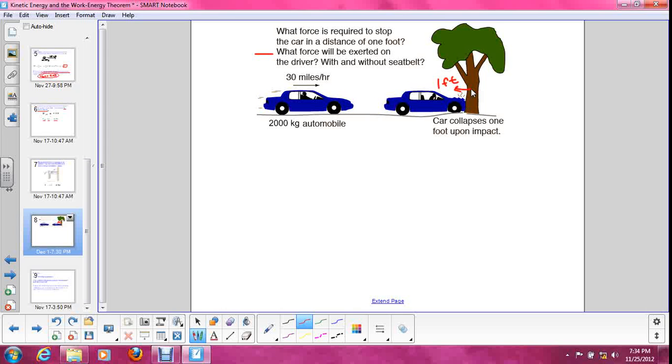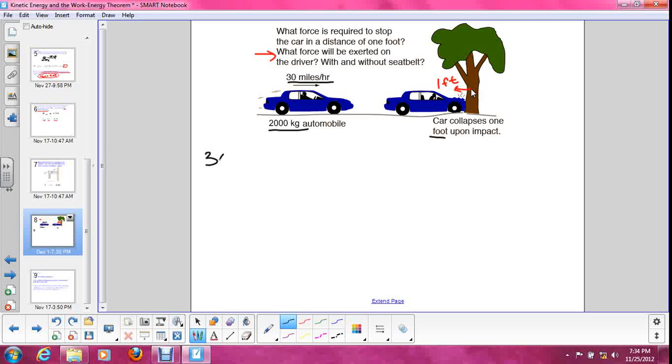What force will be exerted on the driver? Well, the very first thing that you have to notice is that we have some really funky units here. We have kilograms for mass, that's good, but we have miles per hour for velocity, and we have 1 foot for a distance. So we're going to have to change a couple of these.